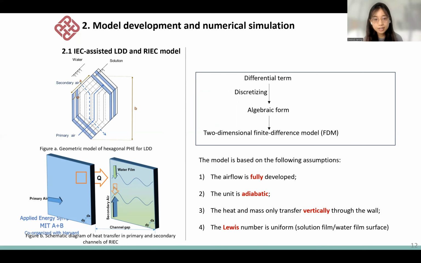Therefore, by discretizing the differential term into algebraic form, a two-dimensional finite difference model can be established. This model is based on several assumptions. First, the airflow is fully developed. Second, the unit is adiabatic. Third, the heat and the mass only transfer vertically through the wall. And fourth, the Lewis number is uniform.